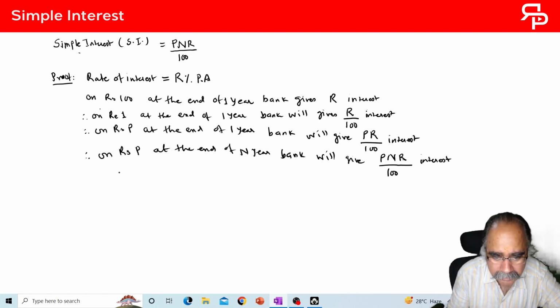Therefore, the formula for simple interest is PNR by 100. These things are very simple and basic, but it gives a lot of pleasure to see how the formula has come. So always try to understand the formula.